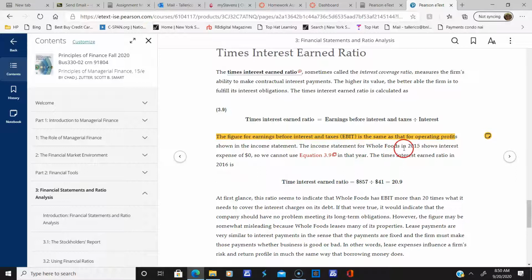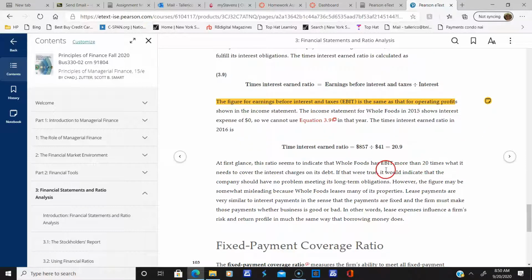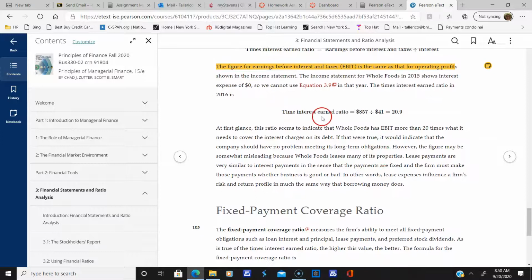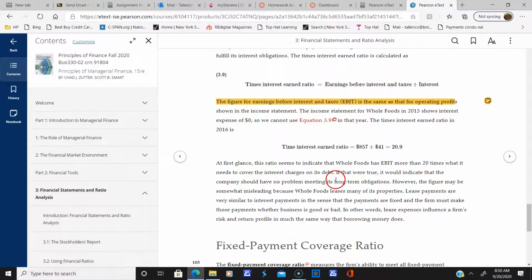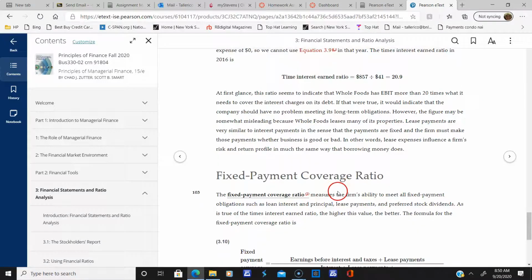The income statement for Whole Foods shows interest expense of 0, so we cannot use equation 3.9. The times interest earned ratio in 2016 is 800, here is the EBIT, and here is the interest on the debt. That's pretty straightforward. Now you have to analyze it, though. The math is easy, but then you have to analyze it.